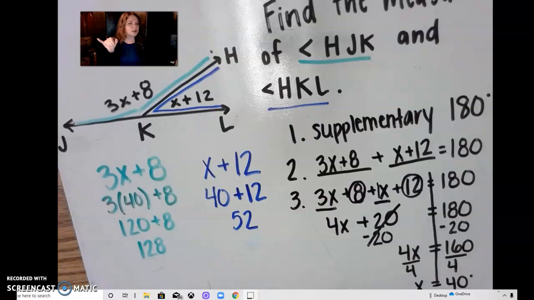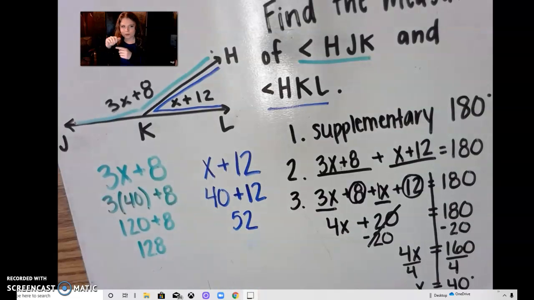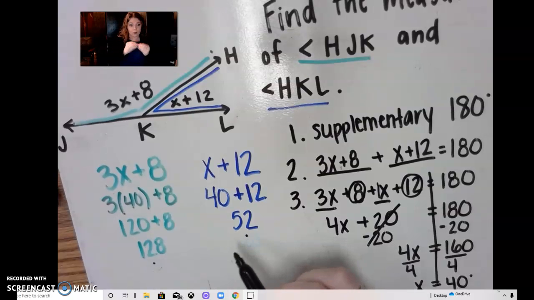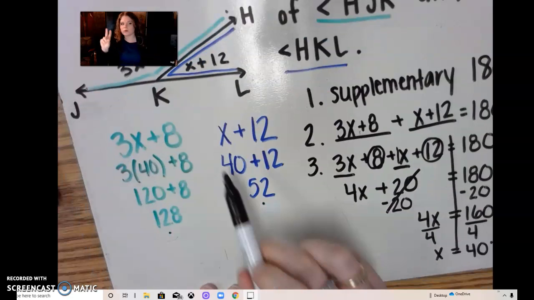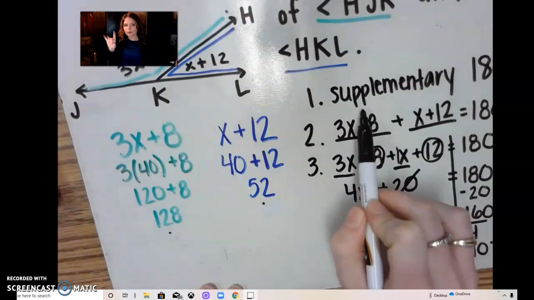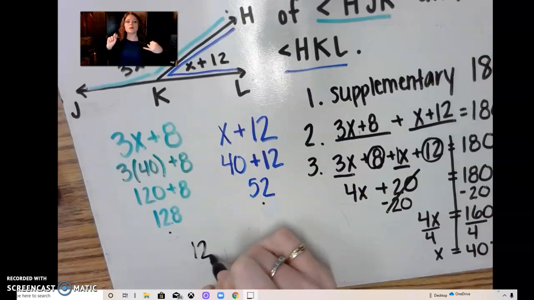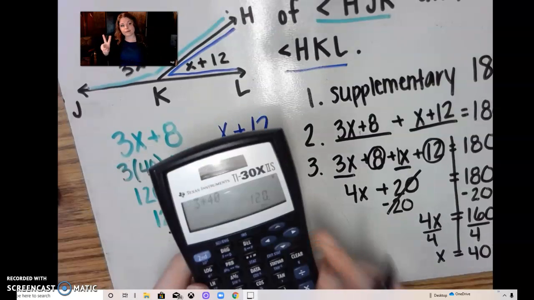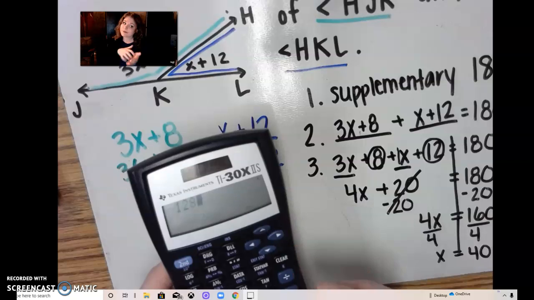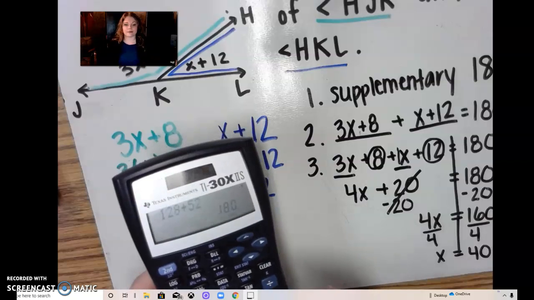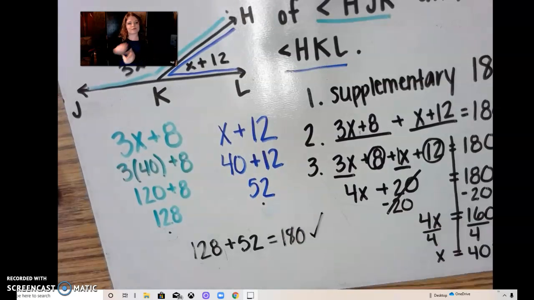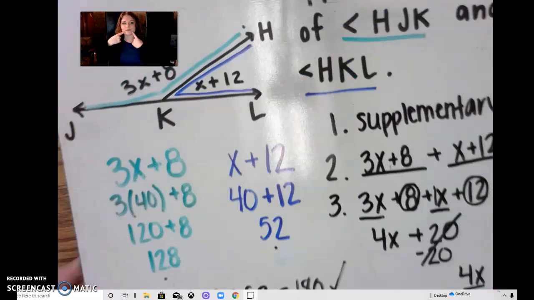Just like Ms. Feenick did earlier, you can kind of check your answer, but this time we don't want these two angles to add up to 90 degrees. We want them to add up to 180 because we know that they're supplementary. So 128 plus 52. Again, if you want to use your calculator just to make sure, 128 plus 52 is 180. So we know we've done our math correctly. Ms. Feenick is going to do our last angle, and then we'll get started.